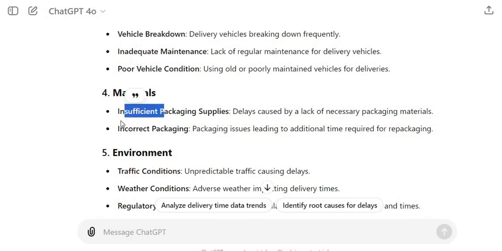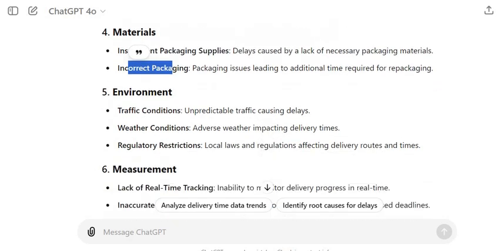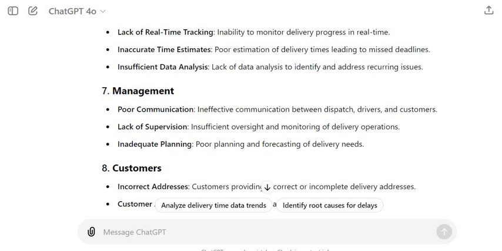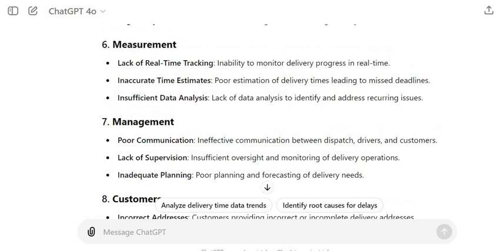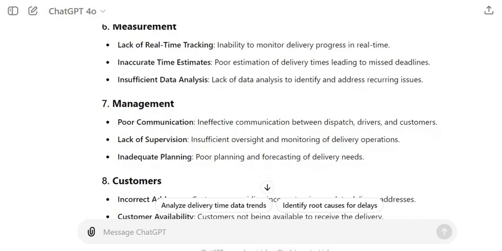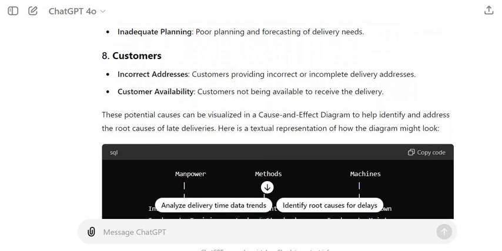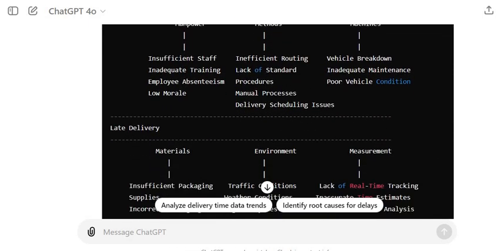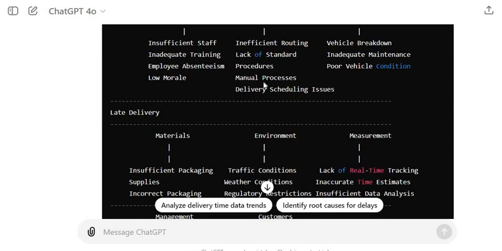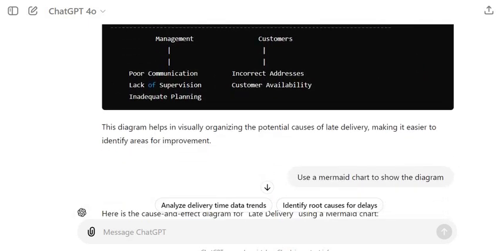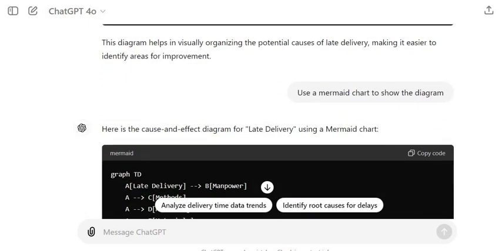Similarly, under materials, it has listed other causes. Under environment, some more causes. Under measurement, management, and customer, even more causes. And then it has come up with a sort of funny looking fishbone diagram. This is not of much use to us, but these categories and causes are of course important for us. Okay.